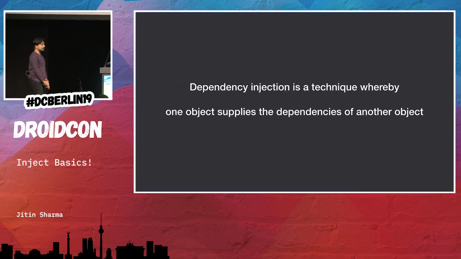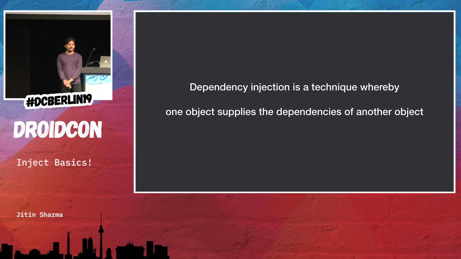If I take a definition from the internet, dependency injection is a technique where one object supplies dependencies to another object, which is simple. For example, if we take the scenario of this room, I want to give a talk. What do I need? I need a stage, I need a mic, I need an audience who are preferably developers, because product managers don't like dependency injection. And so these are my dependencies.